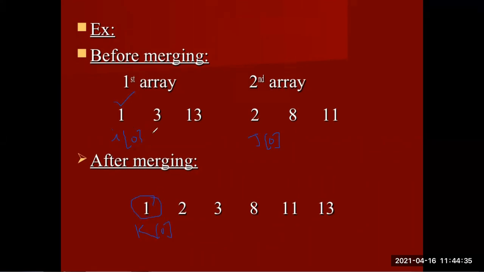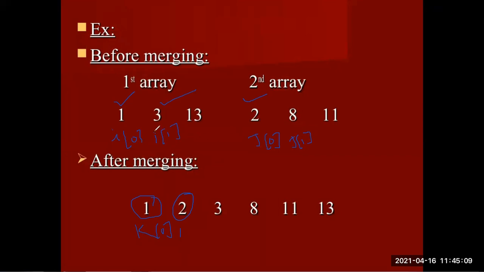Then i is incremented by 1. Then the i value is 1. j remains as it is, because only one element is stored in the array. Then 3 is compared with 2. The 2 is least. Every time you have to increment k by 1 because we store the element here. So k is incremented to 1, and in that position we store the element 2. Then increment j by 1. So j value is j of 1, and i value is i of 1.